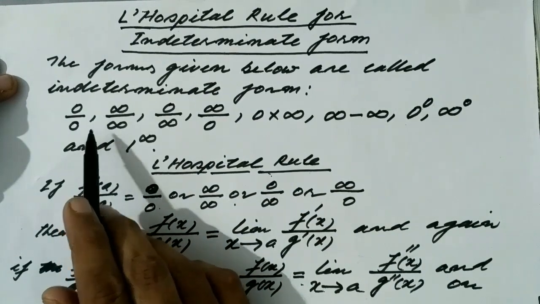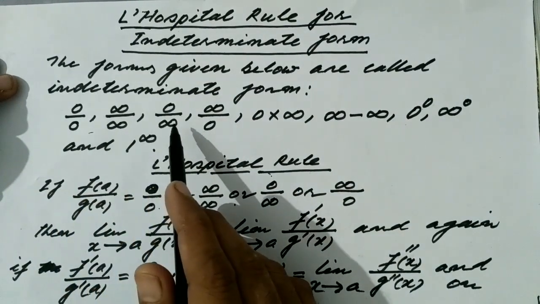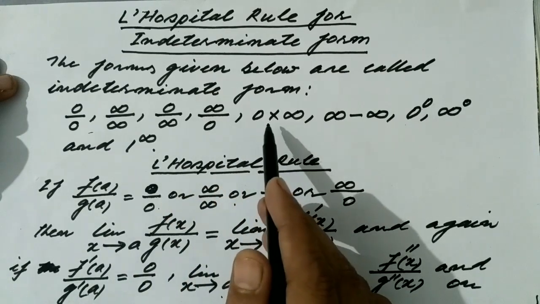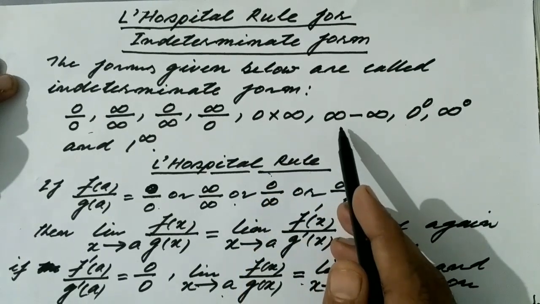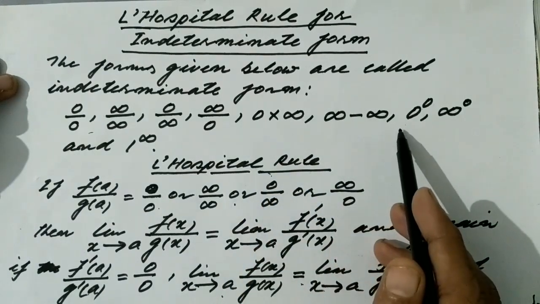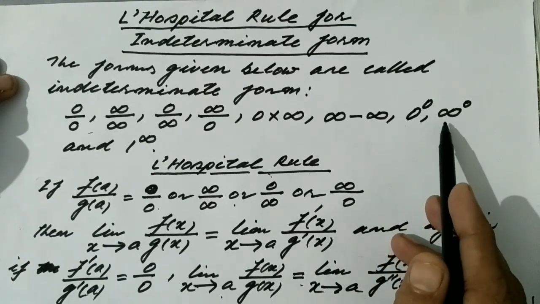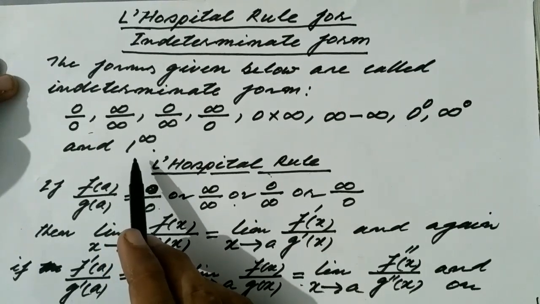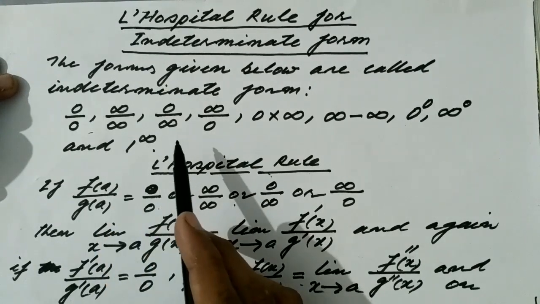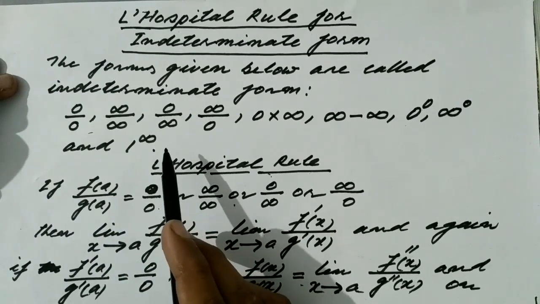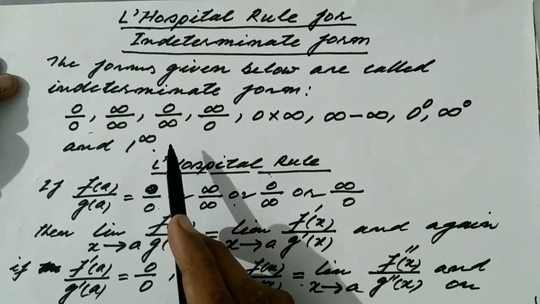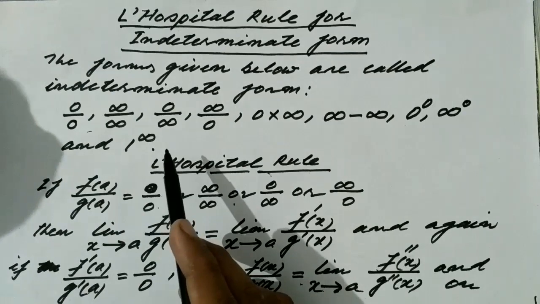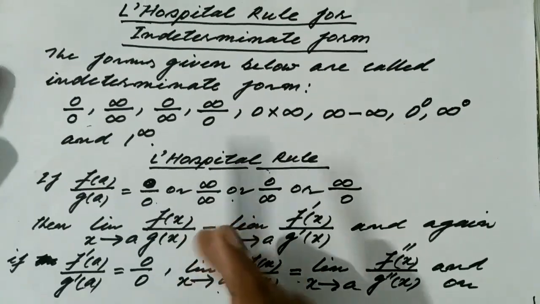0 upon 0, infinity upon infinity, 0 upon infinity, infinity upon 0, 0 into infinity, infinity minus infinity, 0 raised to the power 0, infinity raised to the power 0, and 1 raised to the power infinity. Since these expressions are considered to be senseless in mathematics, they are given a particular name, that is indeterminate forms.